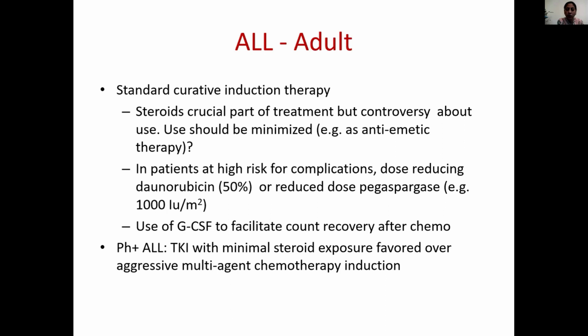There's also expert opinion favoring reduction in the anthracycline dose and not giving very high dose asparaginase, limiting it to 1,000 international units per meter square. G-CSF should be used to facilitate the white cell count after chemotherapy, and patients with Philadelphia positive ALL would benefit, of course, from TKIs, but perhaps they would need a modified induction chemotherapy.